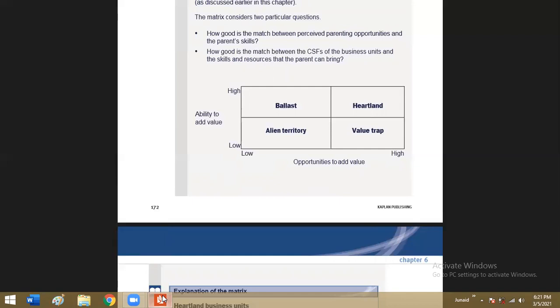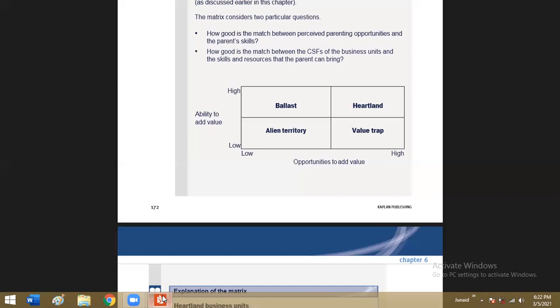If we have the ability to add value high, but the opportunities to add value low, these are called ballast. We have that ability, but we don't have opportunities. If the ability is low and the opportunities are also low, this is called alien territory. Alien territory means that you don't have command of that territory, so don't go into it. This is alien for you. You don't know anything about that. You lack the ability, and you lack the opportunity as well.